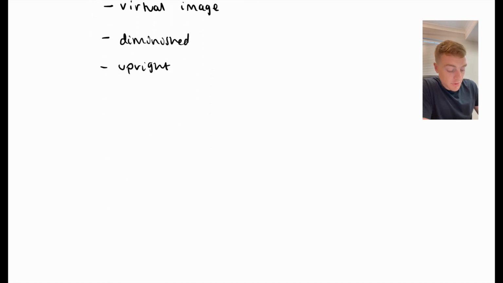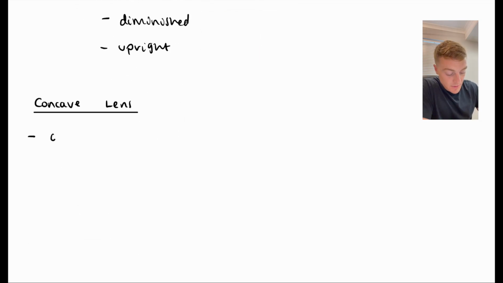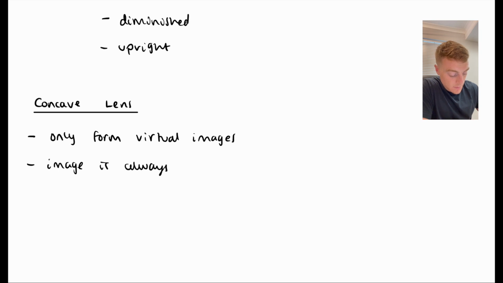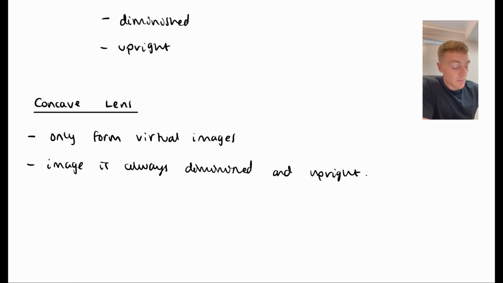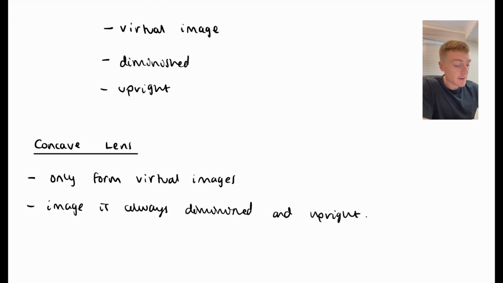Okay, so to conclude, we have concave lenses. Now, instead of all scenarios like before, we can see that they only form virtual images. And the image is always diminished and upright. Now, in one of my later videos, I will go through some actual exam questions where we will apply some of these principles.